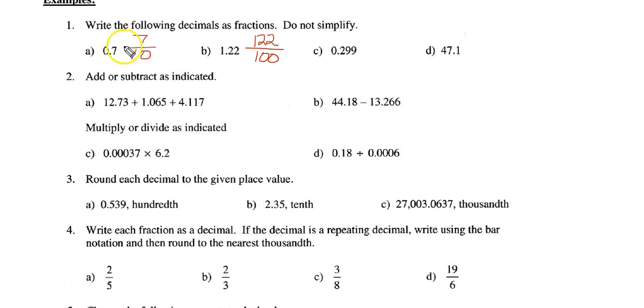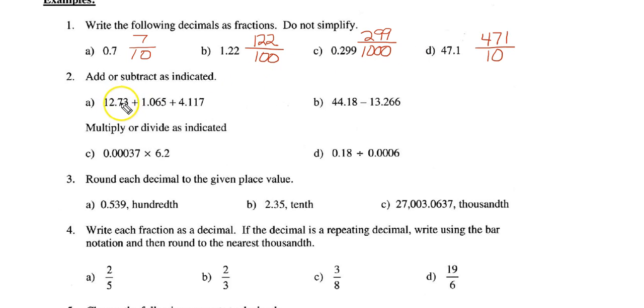Now remember, if you converted this back into its decimal form, put that in your calculator, you would get this, and the same here. Now this is to the thousands, so it would be 299 over 1,000. And this would be 471 over 10, because this is the tenths place.